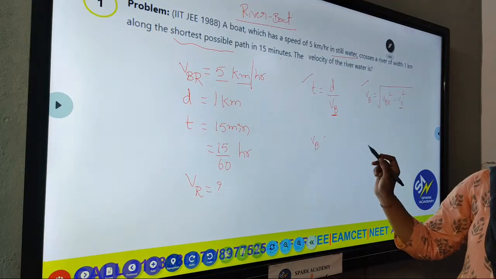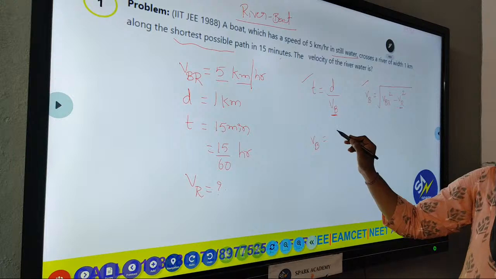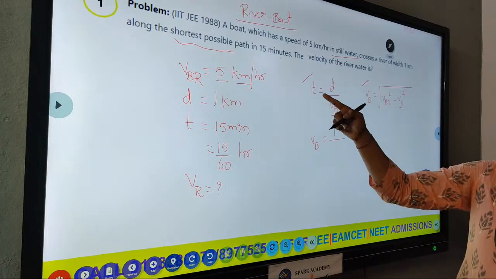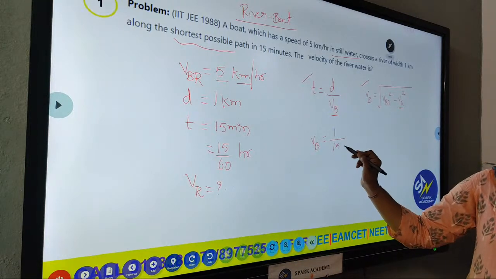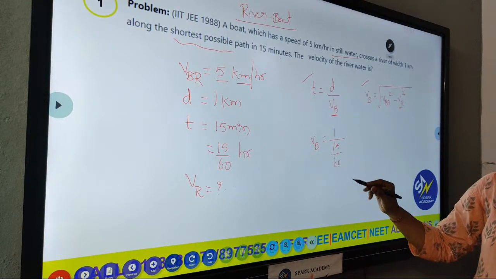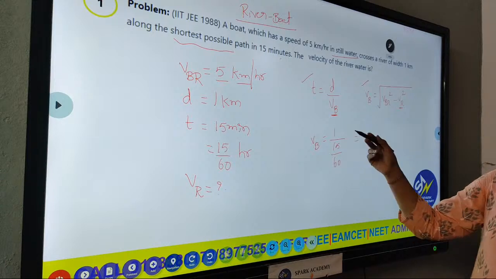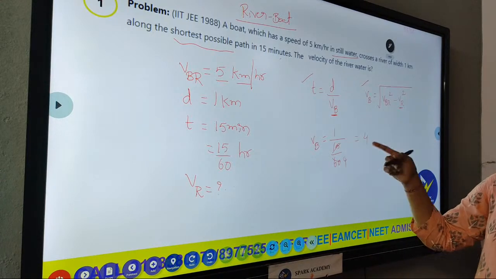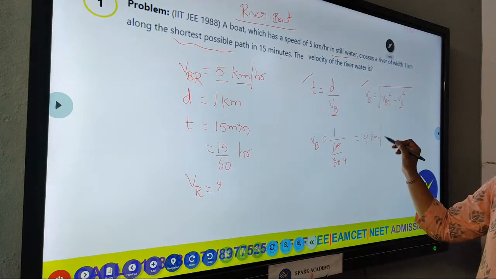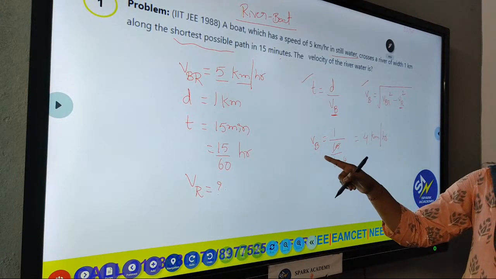So the velocity of the boat is the distance, 1 km, divided by the time. We converted the time into hours, that is 15 by 60, which will be equal to 4, as 15 goes into 60 four times. So 4 km per hour. That is the velocity of the boat.